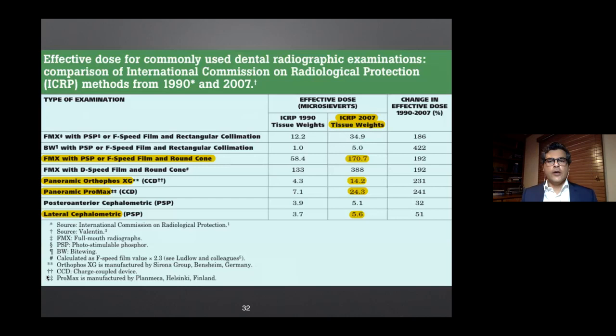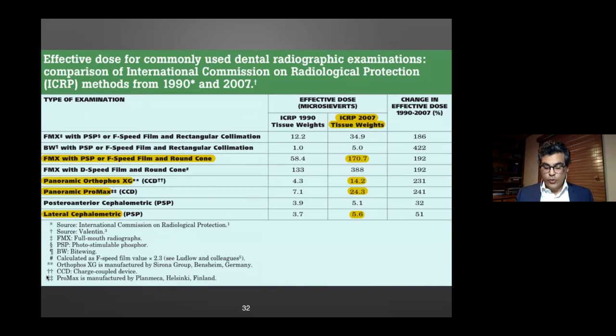the effective radiation dose in microsievert from a full mouth series using fast plate image receptor or F-speed film and round collimation, round cone, is 170.7 microsieverts. For panoramic, there are two examples, one is Orthophos and one is Promax. Orthophos exposes the patient to 14.2, and Promax, they both have CCD receptors, exposes the patient to 24.3 microsievert for a single panoramic. And for lateral cephalometric, the radiation dose is 5.6.